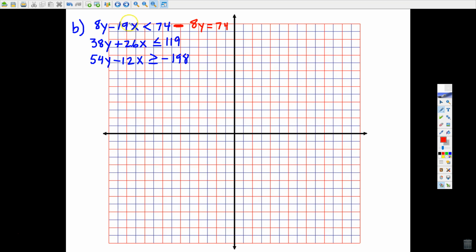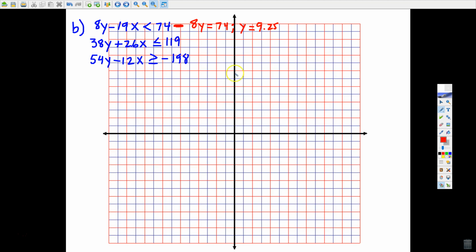You just let the x term drop out and you solve for y. And you can use your calculator. You're probably going to need it. If you do 74/8, just divide by 8, just put that in your calculator and you get 9.25. Okay, so we're going to have a y-intercept of a little bit more than 9 on this first line.